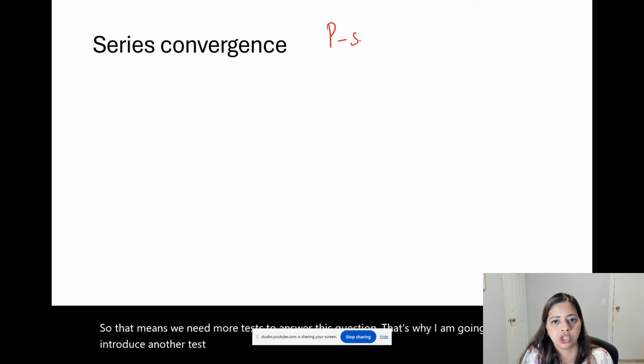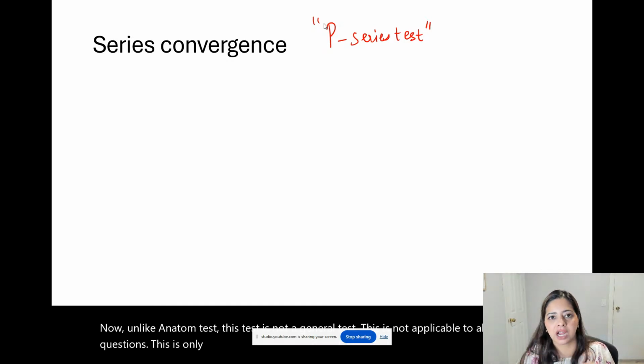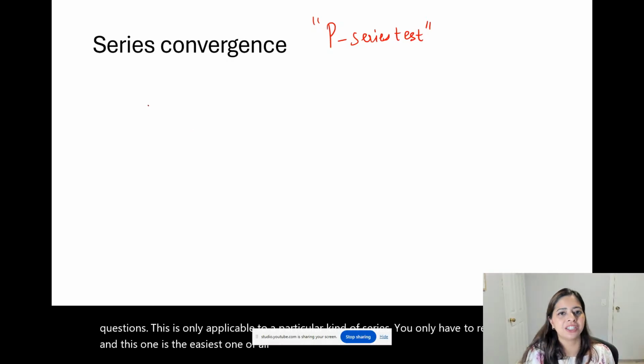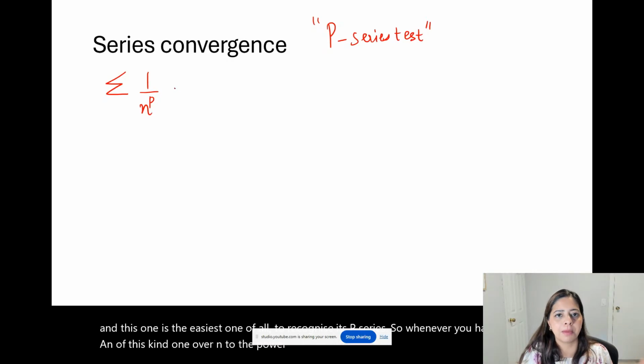This test is known as P-series test. Now, unlike nth term test, this test is not a general test. This is not applicable to all the questions. This is only applicable to a particular kind of series. You only have to recognize it, and this one is the easiest one of all to recognize. It's P-series. So whenever you have any a_n of this kind, 1 over n to the power p, so p is any power, right?